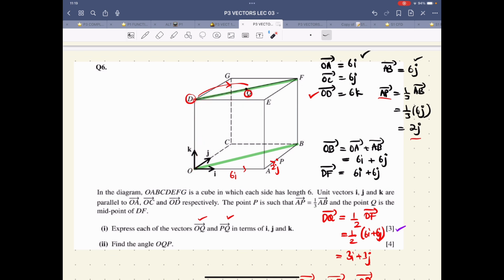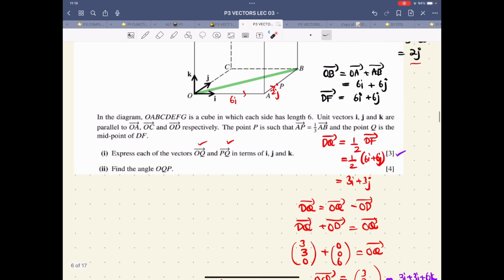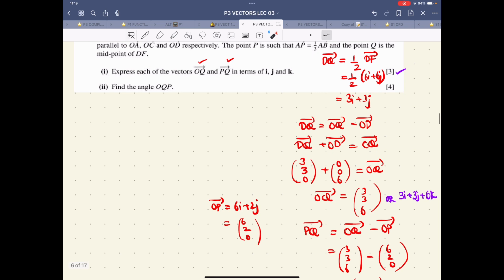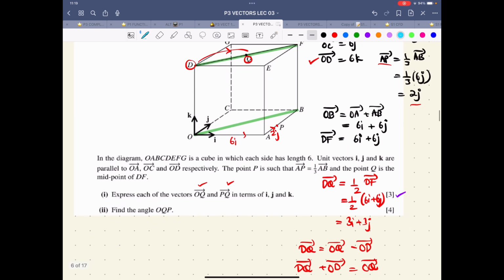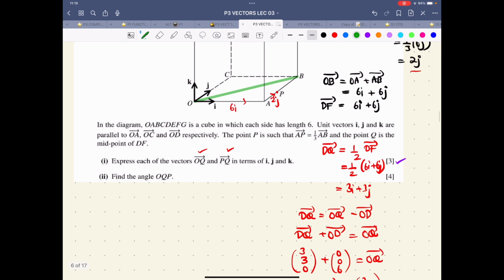Are you getting it? DQ, or think about it like this. So it's in the middle. So basically it would be 3i and 3j. So yes, you can also find it directly. So whatever I have done for OQ, that's 336. That can also be done this way. So let me write over here, finding OQ very, very directly.